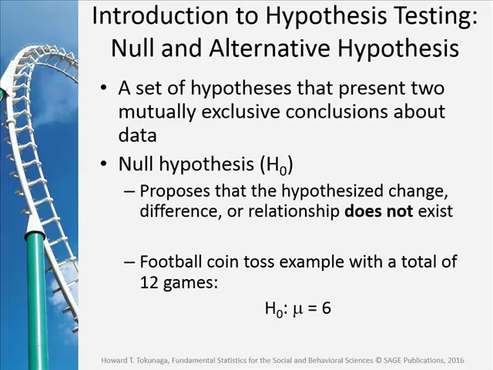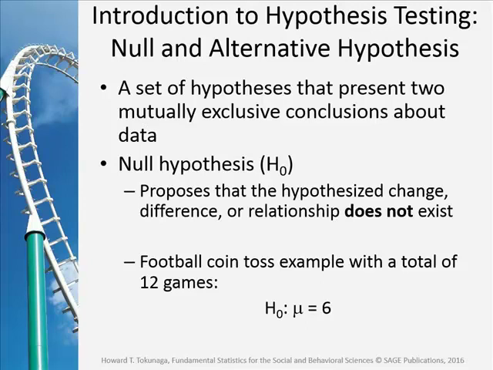So back to this football coin toss example. In 12 games, the expectation is that the coin toss winning team would win 6 games if there's no relationship, because that would mean they have a 50-50 shot at winning the game, and the coin toss had no impact whatsoever. Yeah, makes sense. So that's the null hypothesis.